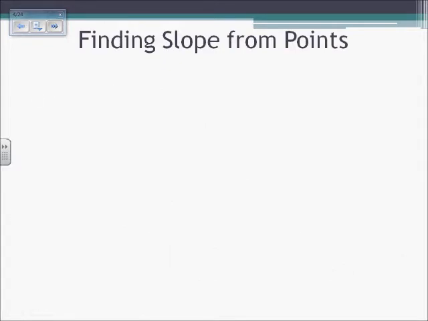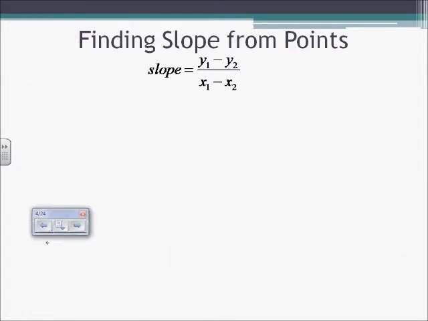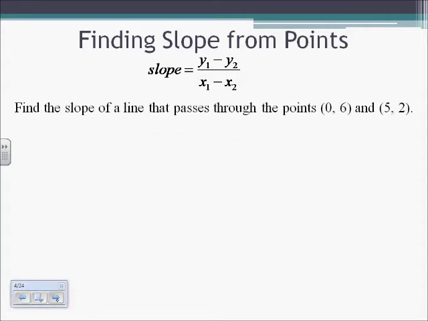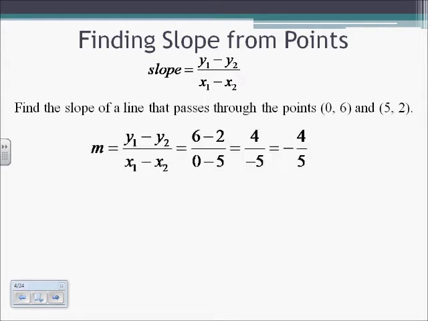Alright, finding slope from points. Here we are with our slope equation. Again, it doesn't really matter whether y1 or y2 is in front, as long as you're consistent. Here we're using y1 minus y2 and x1 minus x2. Given our points, find the slope of the line that passes through the points (0, 6) and (5, 2). We plug them into our slope formula.